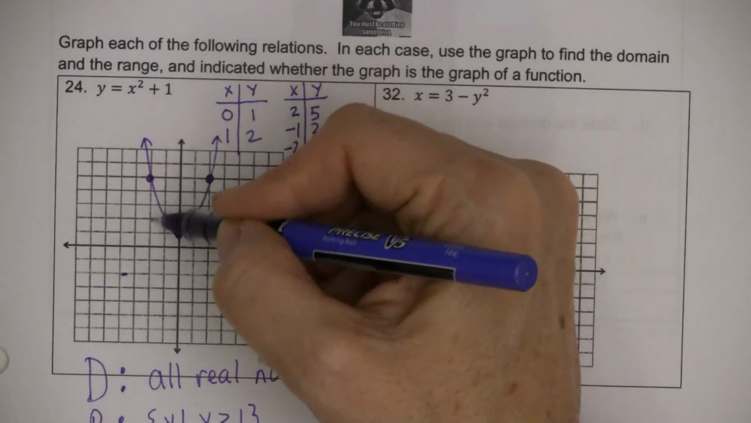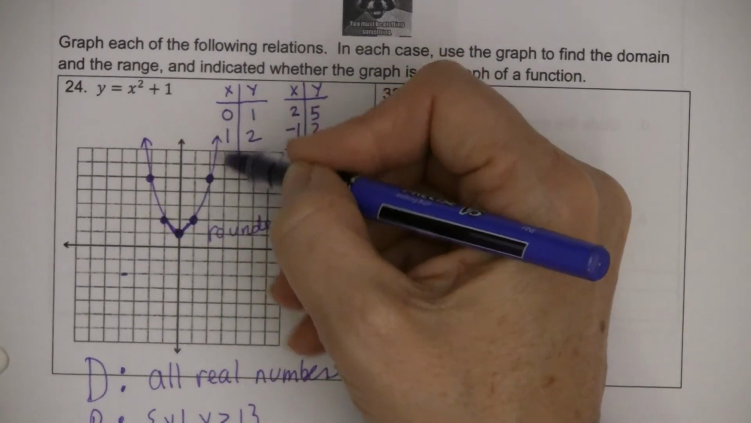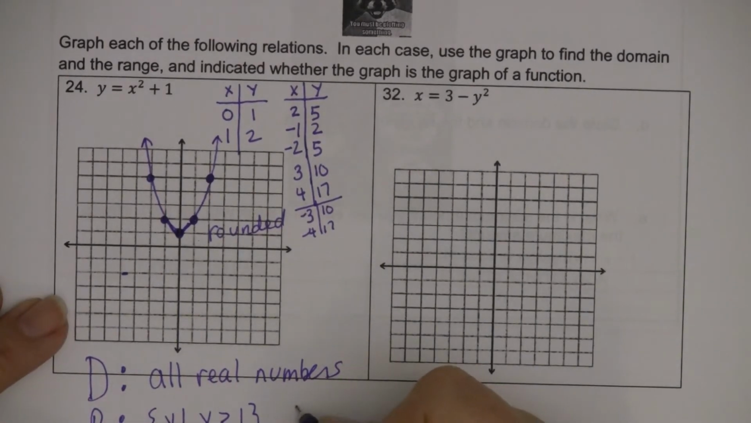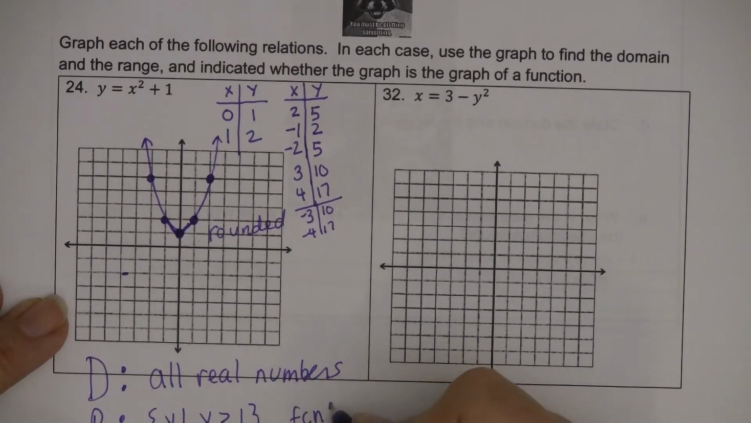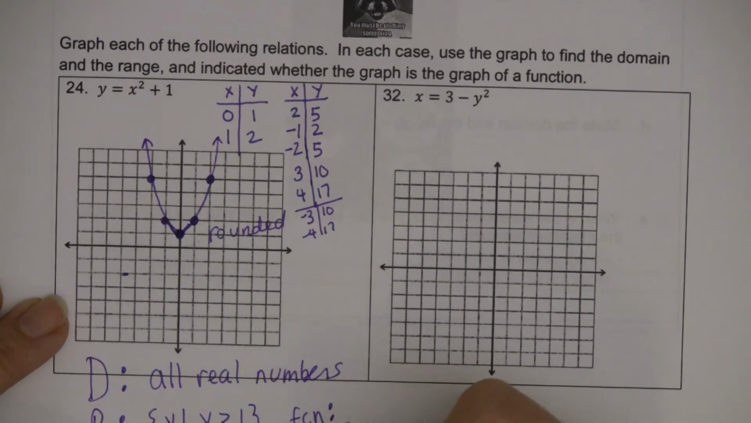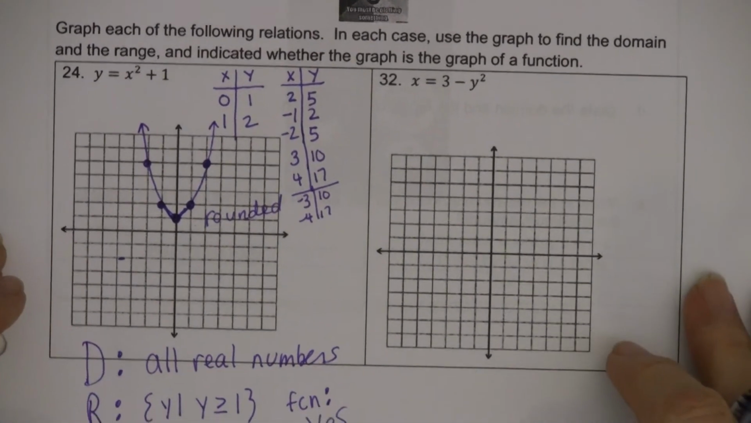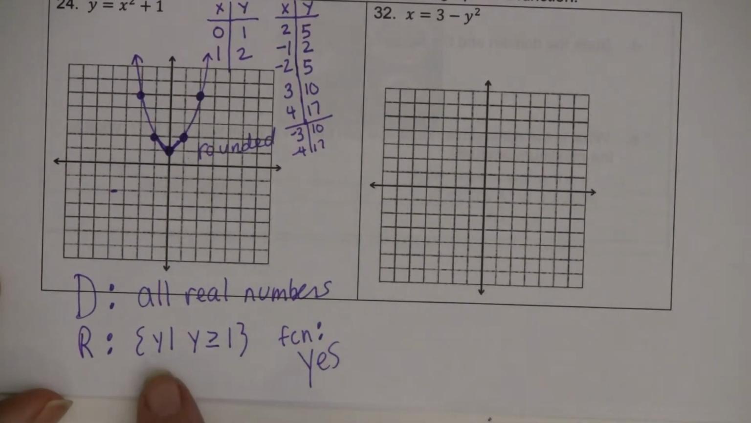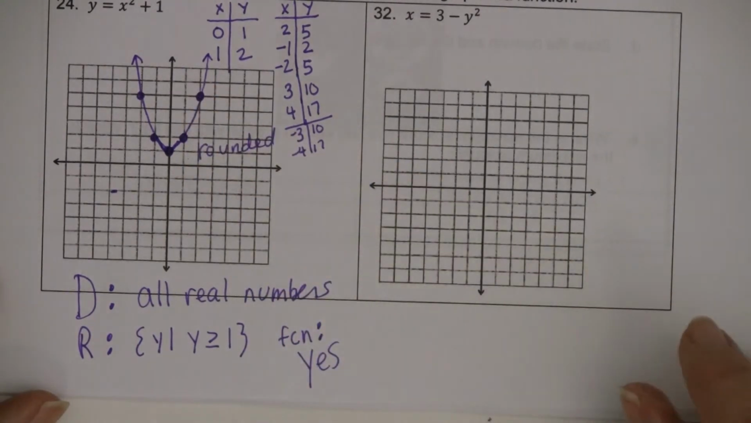And so imagine drawing vertical lines, we only hit the graph once. And so for function, we would be answering yes. And I hope that's on the screen. Oh shoot, my range wasn't on the screen. So my set of y's such that y is greater than or equal to 1, and is it a function, yes, because we said they were bigger than 1.